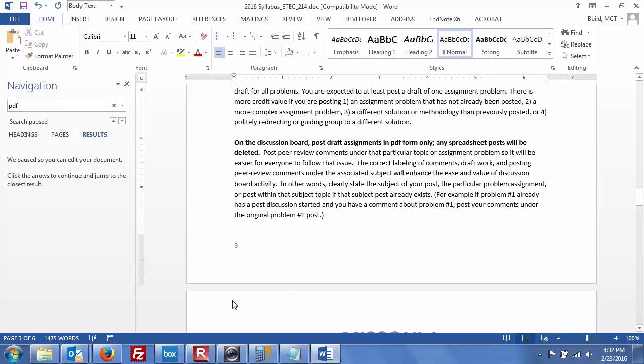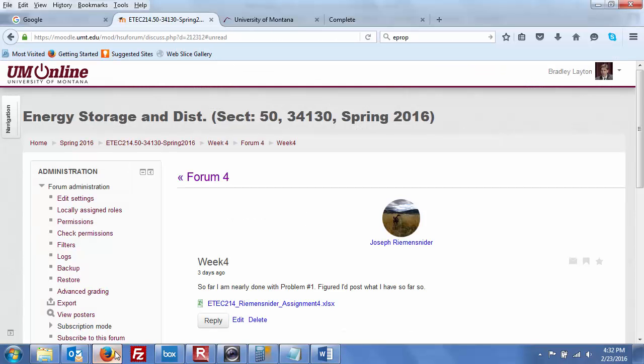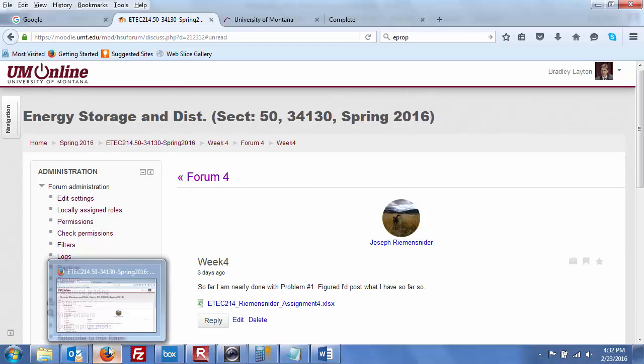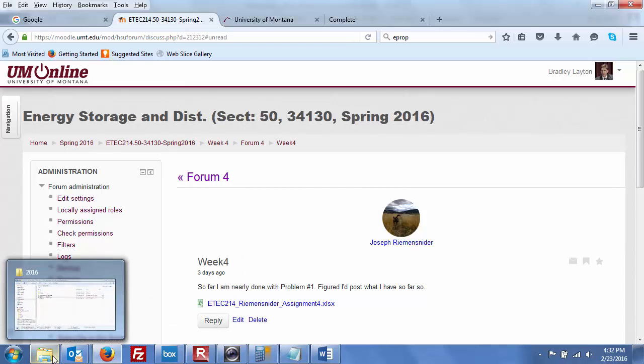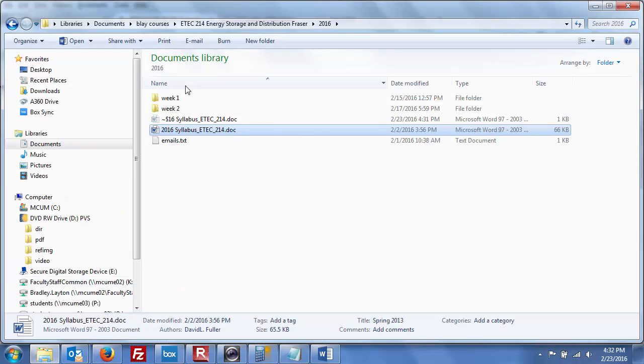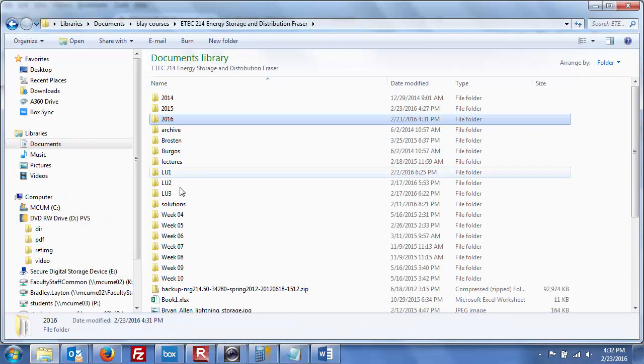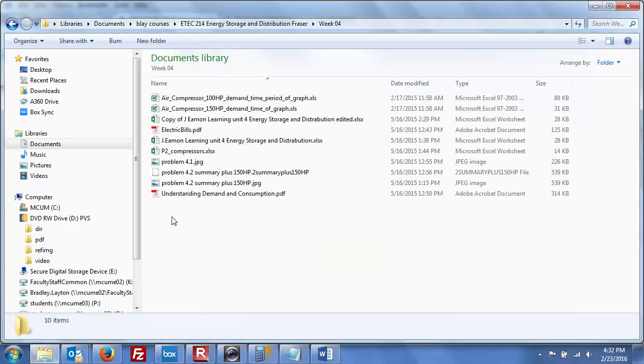What's your method of making an Excel tab a PDF? It always takes me like 10 minutes. Oh, really? 10 minutes to figure it out. Well, I've done it a few times. Yeah, here's a couple things. Here's what I'll do. Let me pull up my week 4.